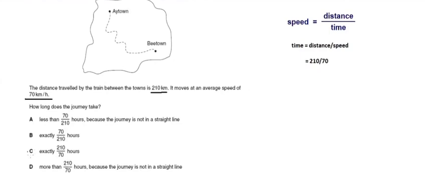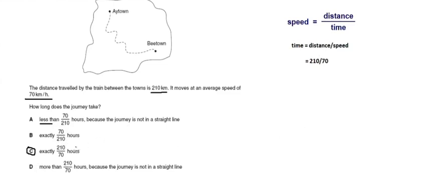And this is nothing but option C. The remaining options: 7, less than 70 by 210. That cannot be the answer, because the journey is not a straight line, but we are talking about speed and distance, not velocity and displacement. That's why it cannot be less than 70 by 210. Exactly 70 by 210 is not the answer, because it is distance by speed, not speed by distance.